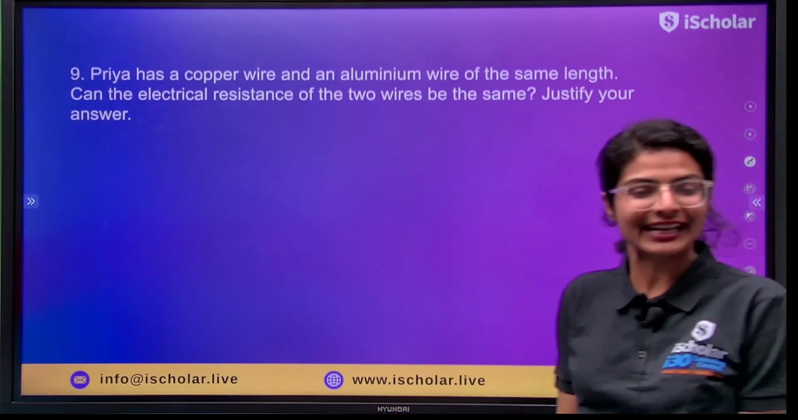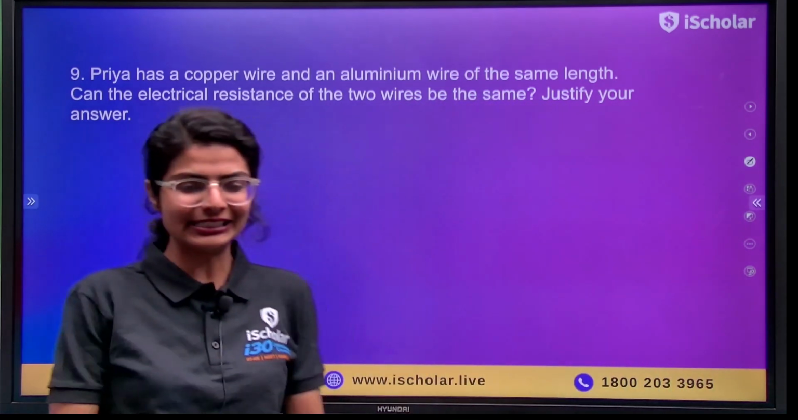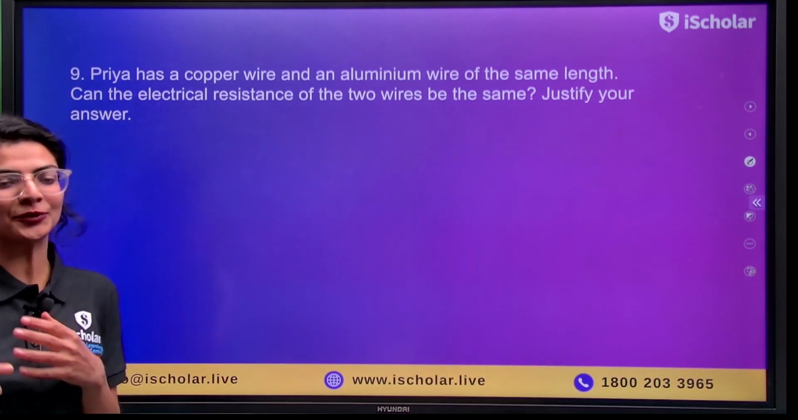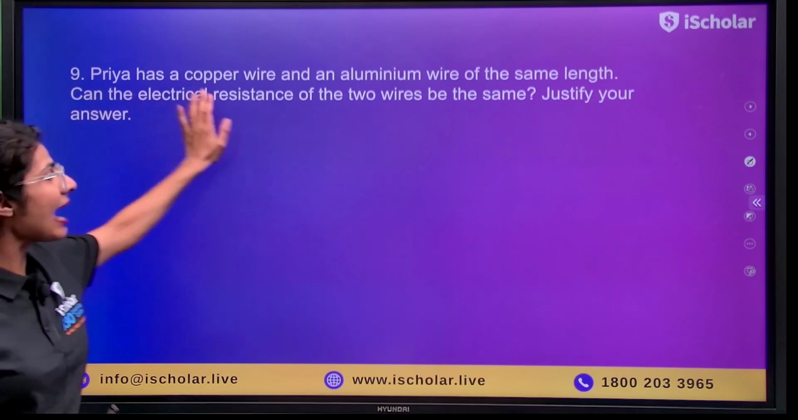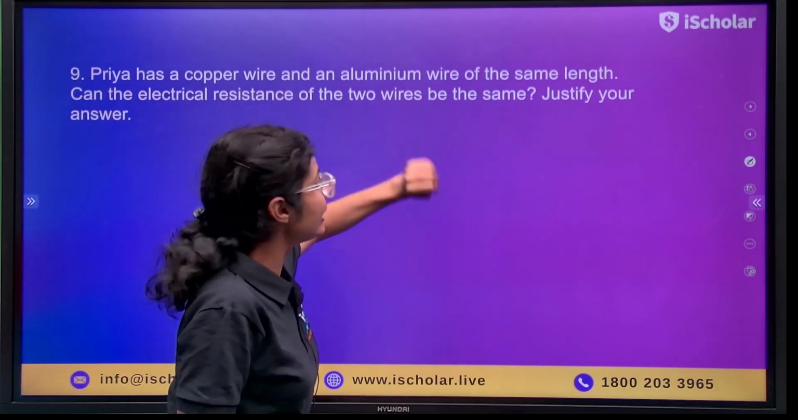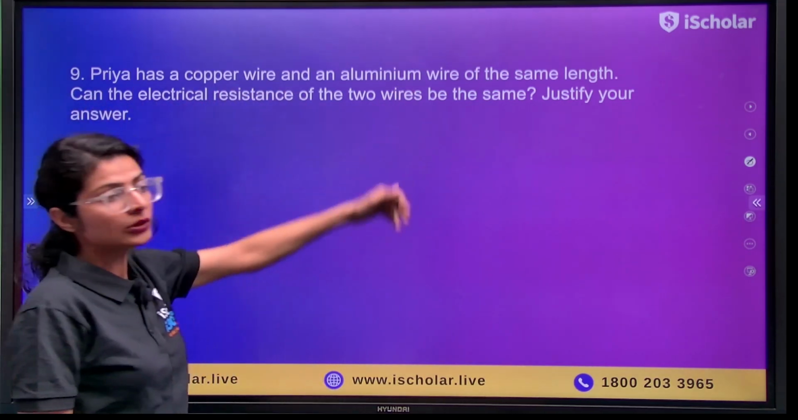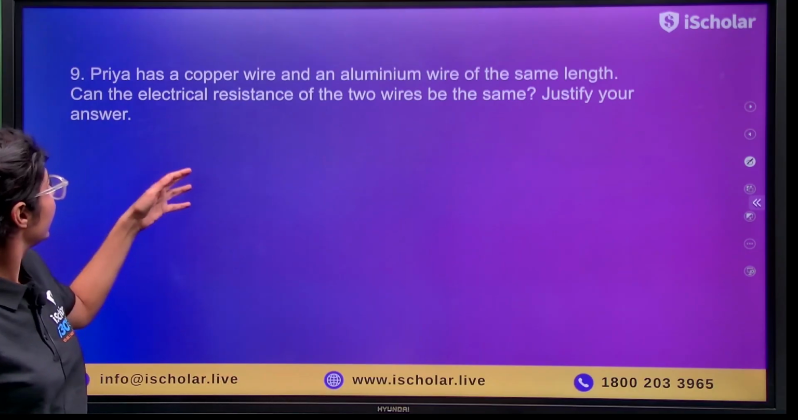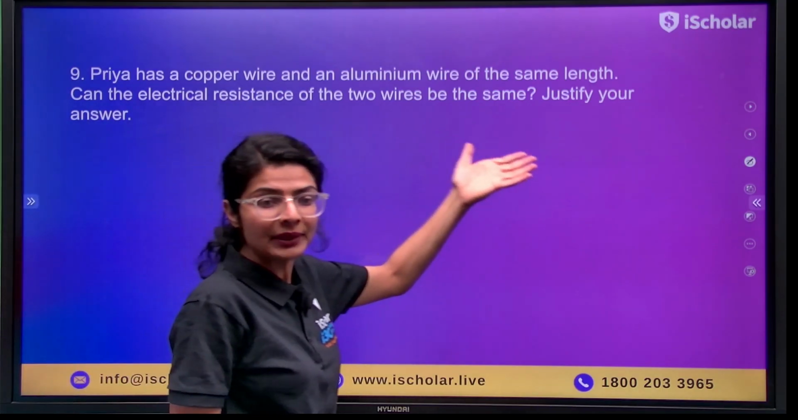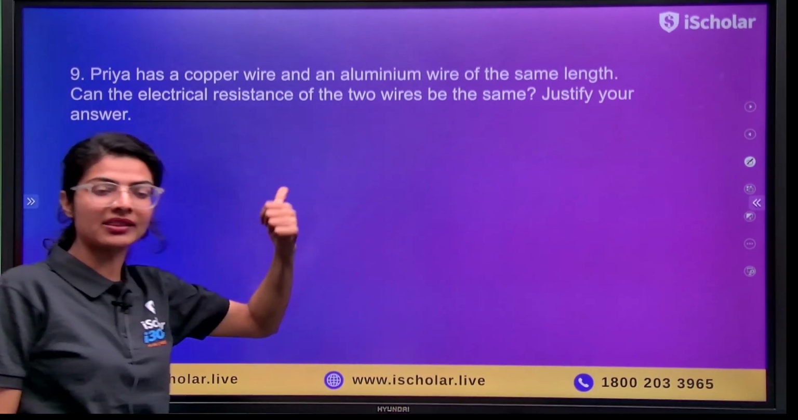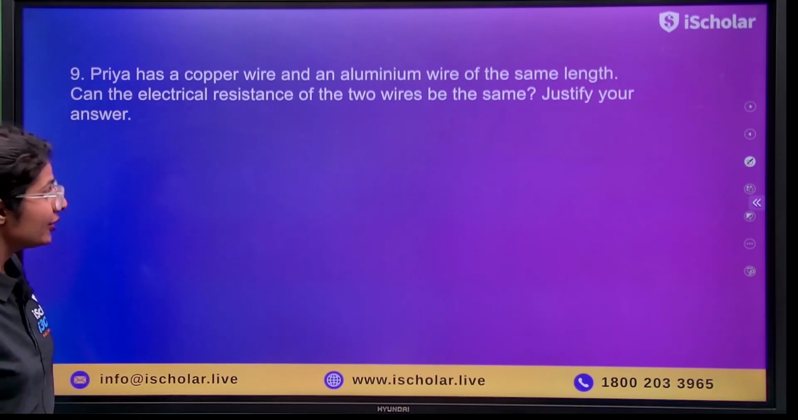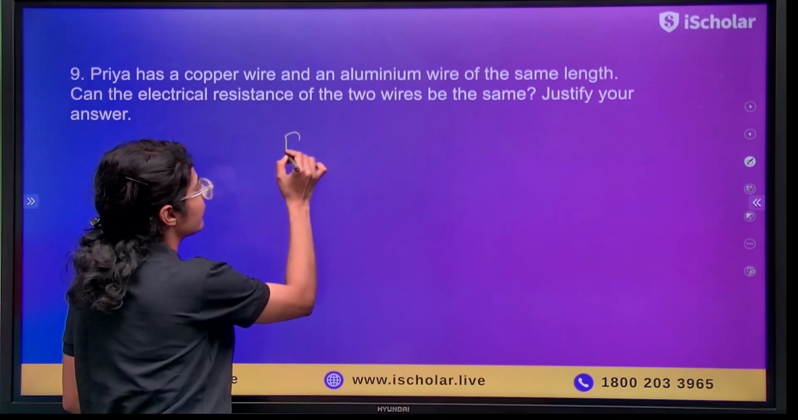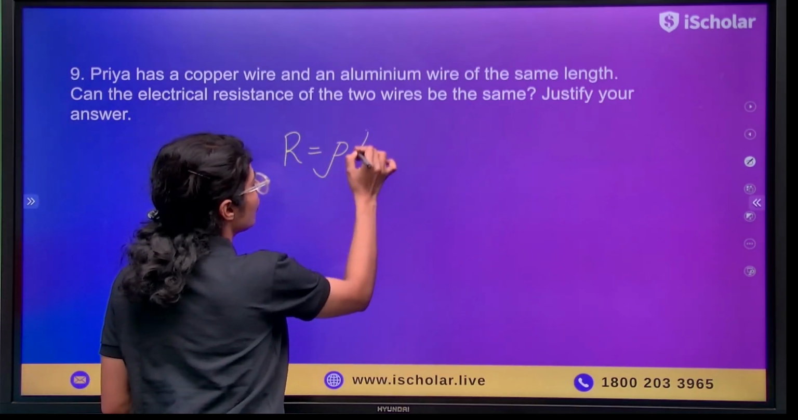Okay, so next slide is again a very interesting question and easy one also. So let's see how to do this. It is given Priya has a copper wire and an aluminum wire. These both are of the same length. Can the resistance of the 2 wires be the same? Can we have the same resistance for both the wires? Okay, so we know that resistance is given as rho L by A.